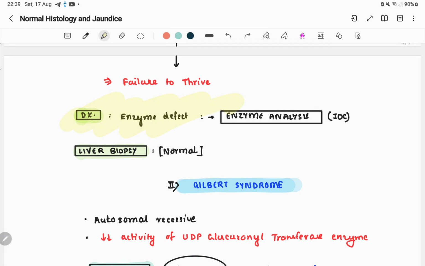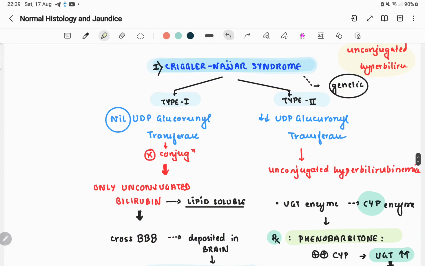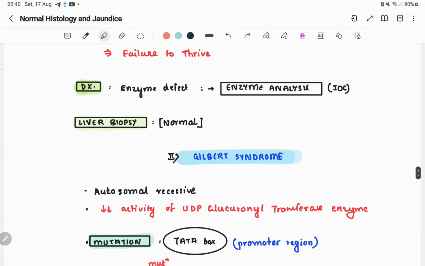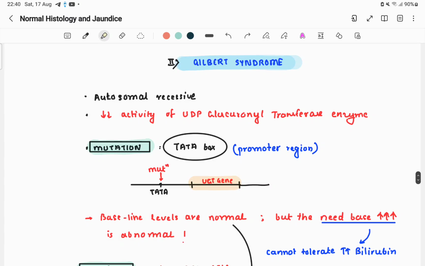For diagnosis, enzyme analysis is done, and the liver biopsy will be normal, since the enzymatic defects are mainly occurring. There is no problem in the architecture of the liver, right? So that was the thing. And now let's talk about Gilbert syndrome.